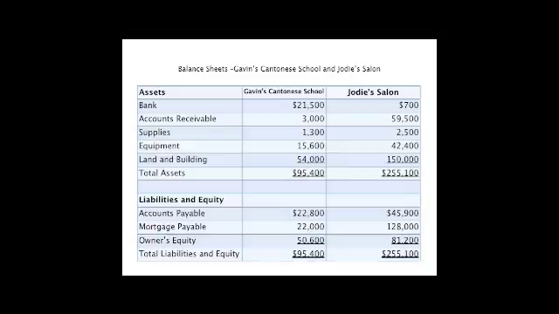I think that there wouldn't be any problems associated with the selling of the assets. Also, I think that Jody's Salon will be better to own because I think that the land and building is the most important out of these, because if you have land, you can do more events or activities within your business. And when you find a percentage of land to the total of assets for both businesses, Jody's Salon has more land than Gavin's Cantonese School.